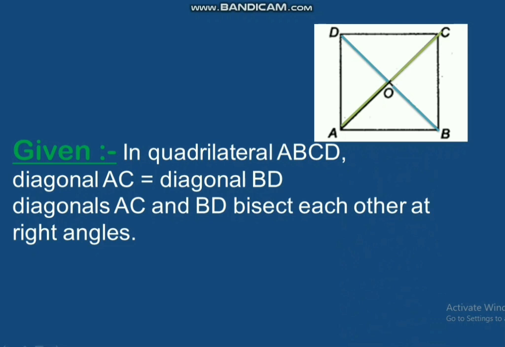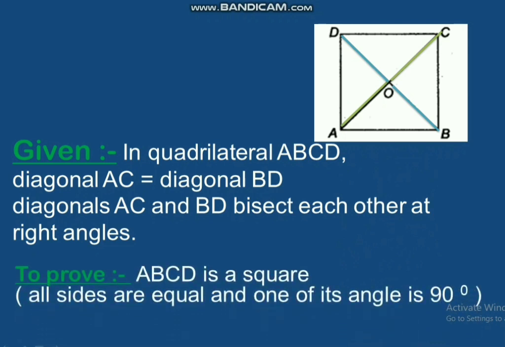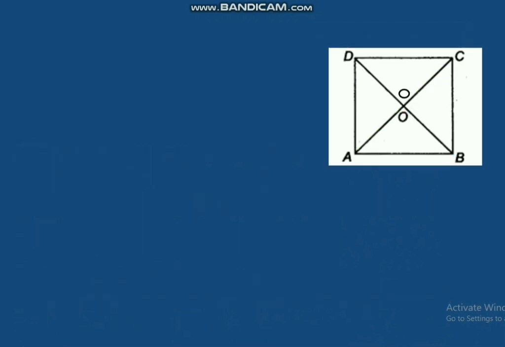Now focus on what we need to prove. We have to prove that ABCD is a square. For that, it is enough to prove that all sides are equal and one of its angles is 90 degrees. The first thing I am going to prove is that all sides are equal. I am going to prove this with the help of the congruency of triangles.